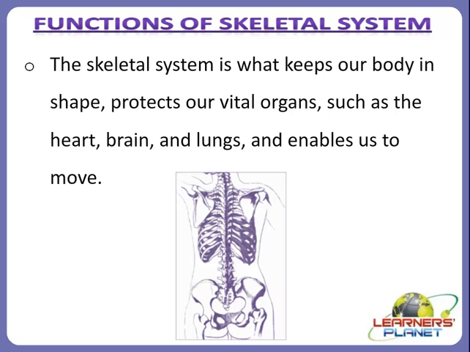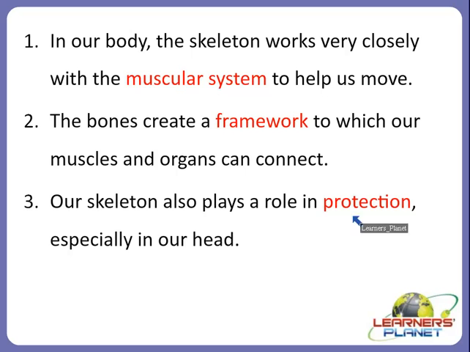Right? The skeletal system is what keeps our body in shape, protects our vital, that is, important organs such as the heart, brain and lungs, and also enables us to move. As you can see here in this picture, even the ribs form the rib cage and they are attached to the backbone. So all these things are very much important. This system is very important because it protects our important organs. Right? What are the other various functions which a skeletal system performs?